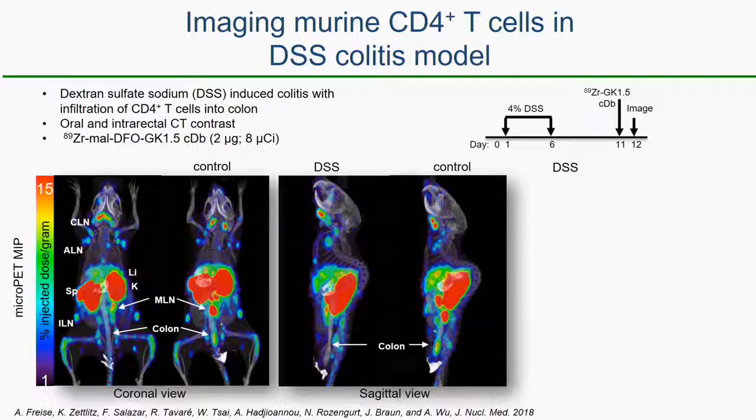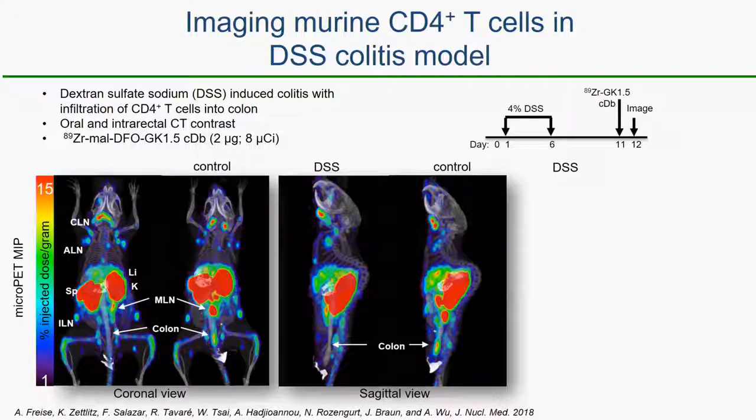So we took mice, we have control mice, we have dextran sulfate sodium treated mice. On the left is a control mouse, and as you've seen in the other previous slides, you see kidneys for the clearance, you see spleen, and a nice map of all the lymph nodes. And here in the DSS-treated mouse, the colitic mouse, what you can see is that the mesenteric lymph nodes are much larger and have a lot higher activity than in the control. And now we're seeing signal in the colon as well.